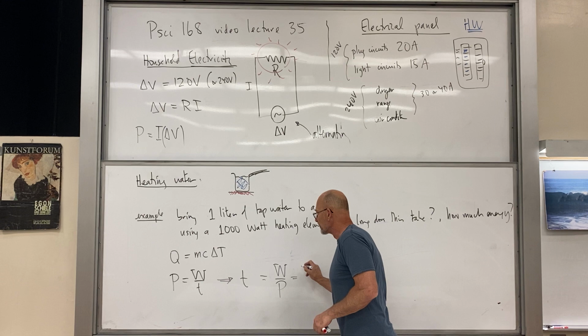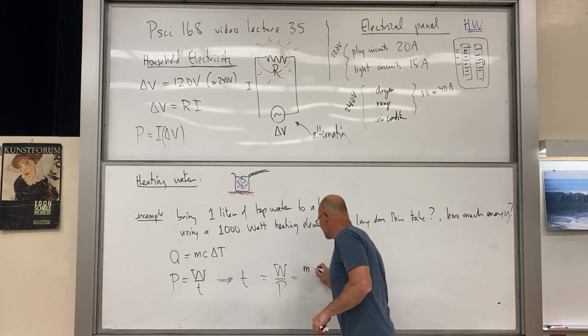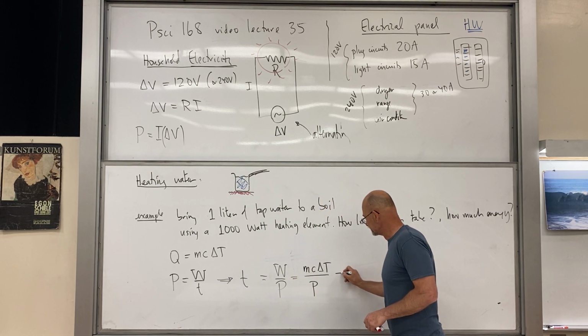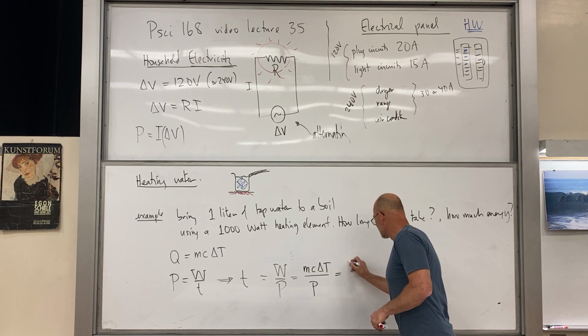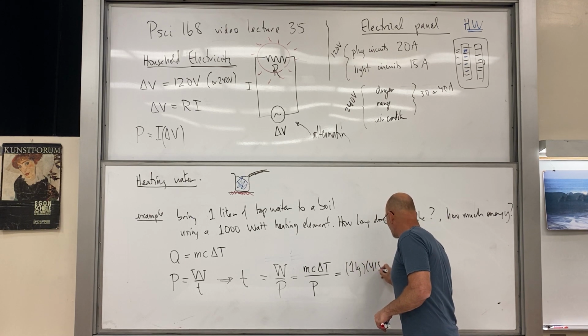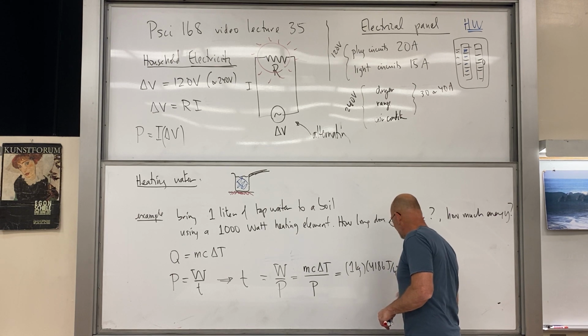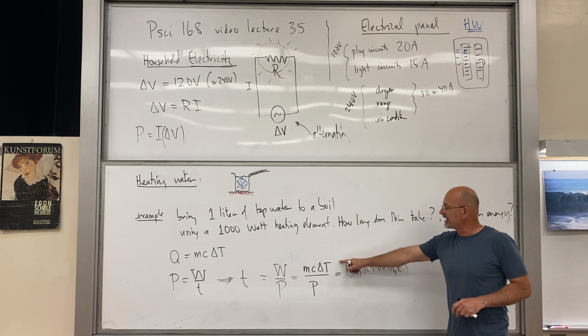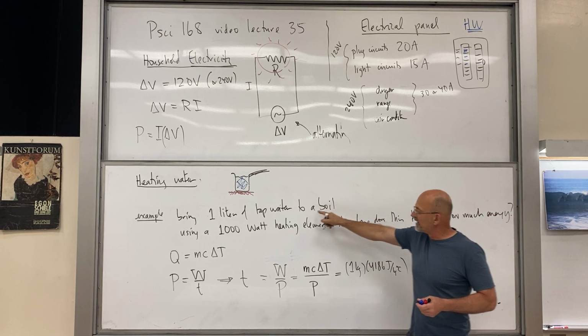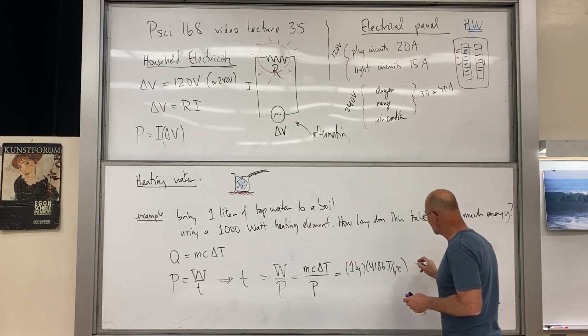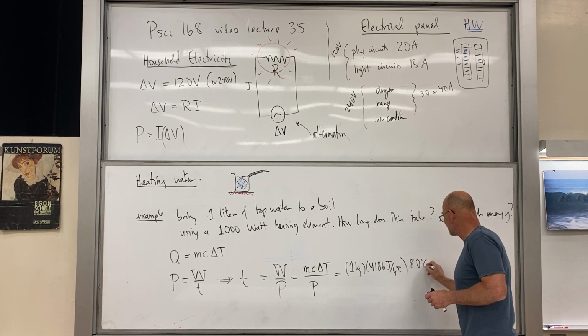So, having said that, let's go ahead: mc delta T divided by the power. And we have 1 kilogram, 4186 joules per kilogram degrees Celsius. And then the delta T is the tap water, we'll say room temperature water, so 100 minus 20, so we'll have 80 degrees Celsius for the delta T.